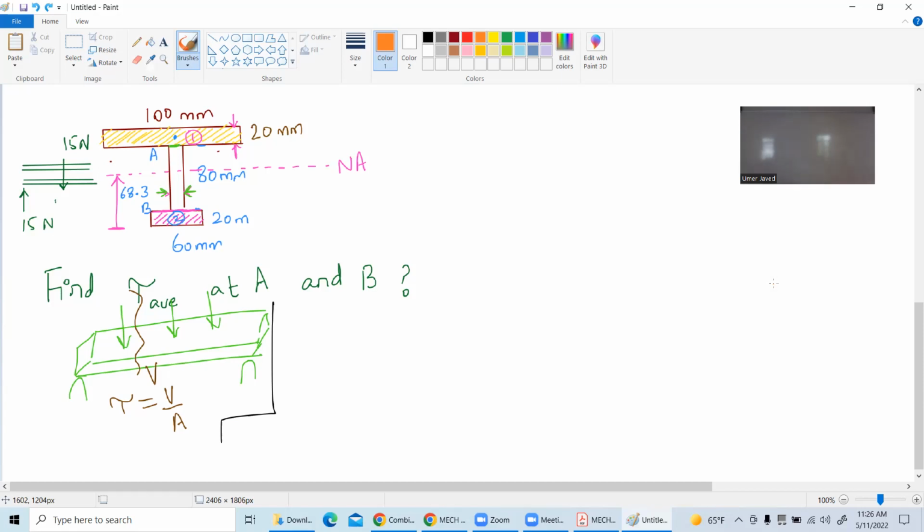Sir, when we are calculating Q, which surface should we take, the top one or the bottom? For part A, you use the top one. I think it's the area of the yellow color. I will answer both your questions. Give me the I first, then give me the Q A, and I will answer Abdullah's question.